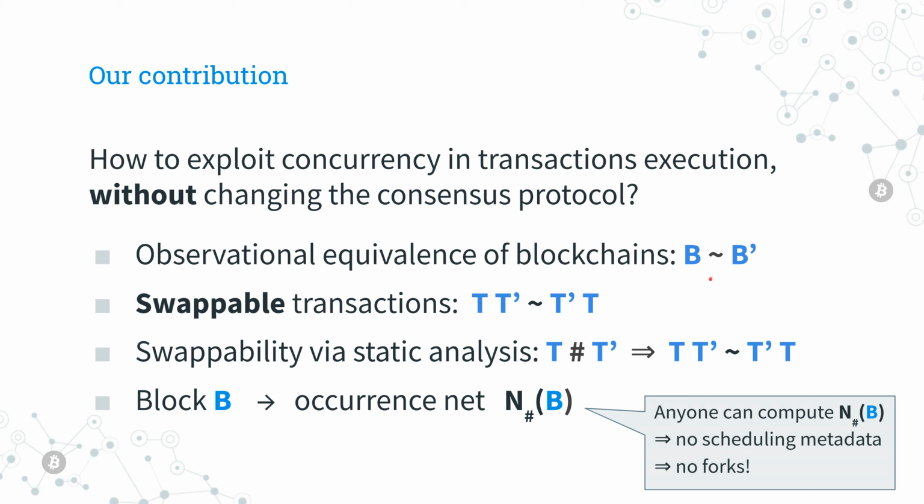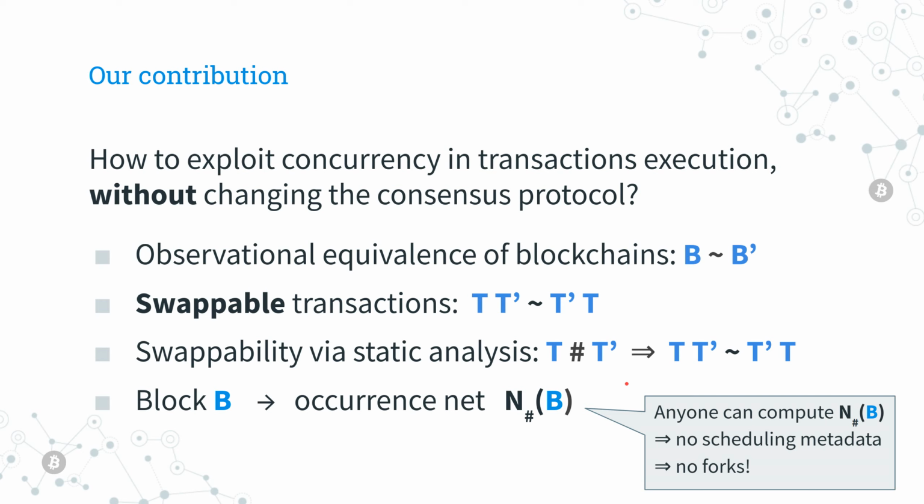Then we introduce two notions of transaction swappability. The first notion is purely semantical. Two transactions T and T prime can be swapped if the order T T prime is observationally equivalent to T prime T. The second notion instead is based on a static analysis of the variables read and written by transactions. We prove that this notion implies the semantical one.